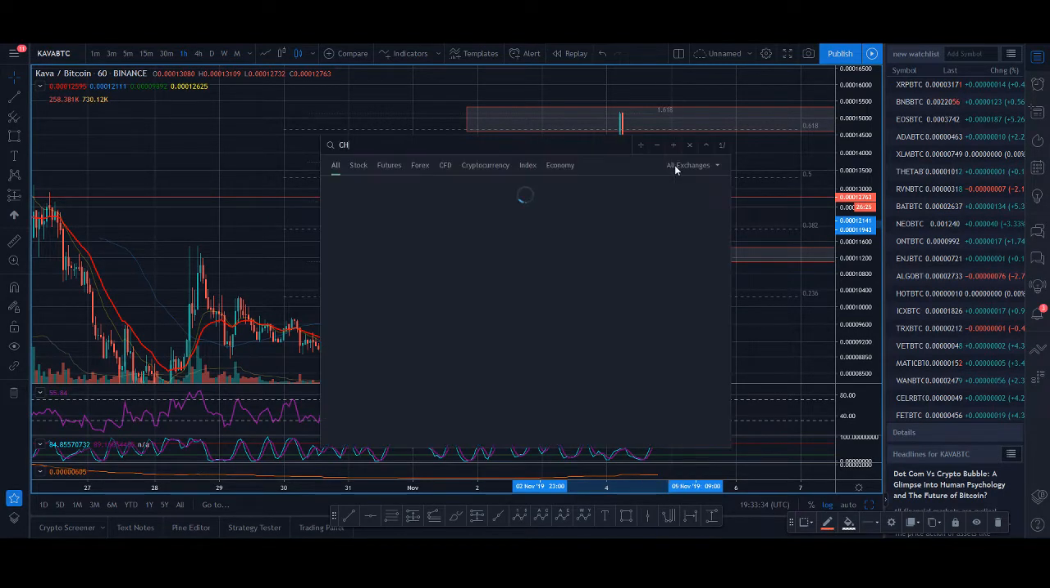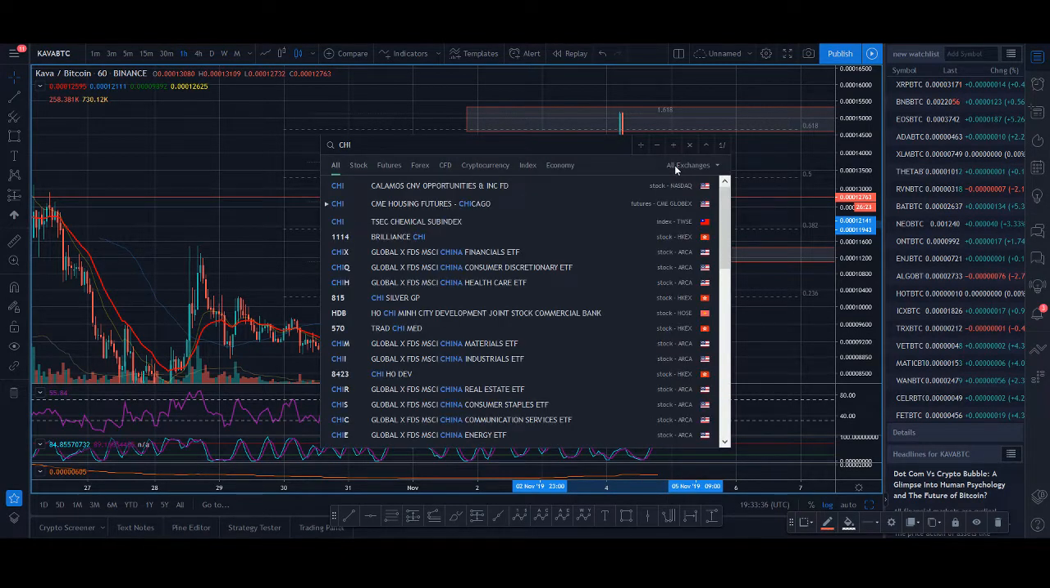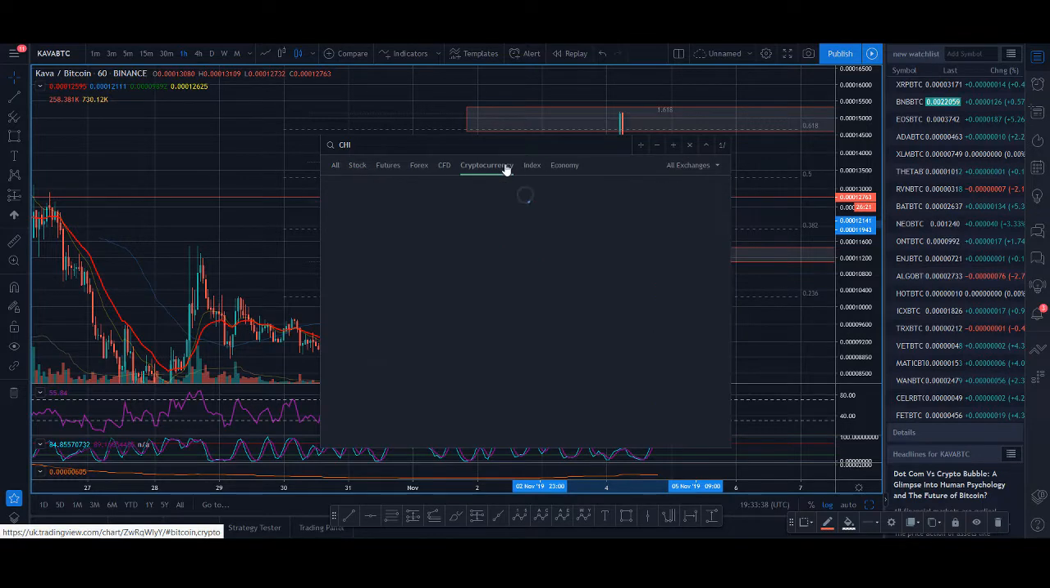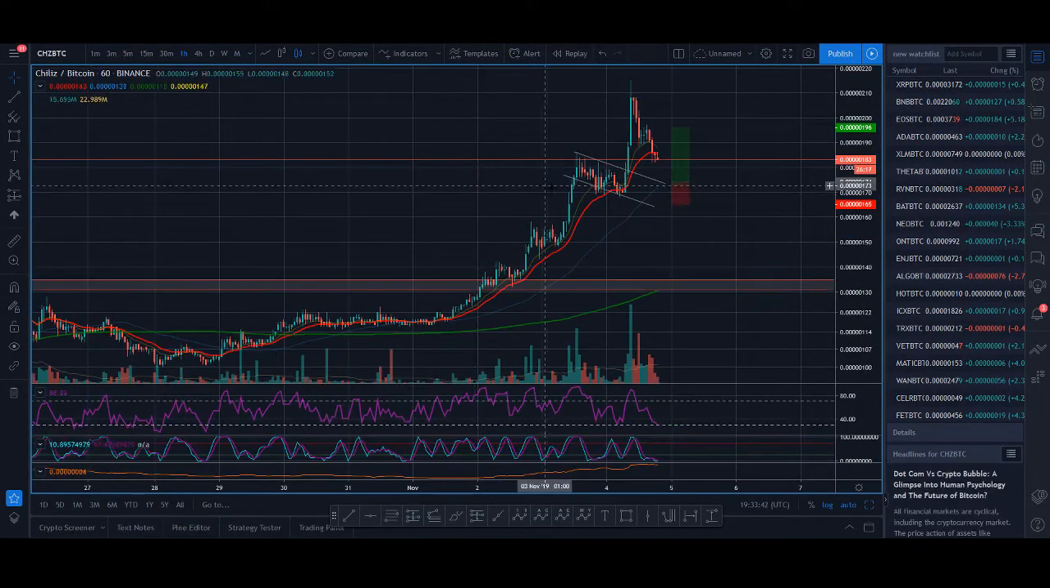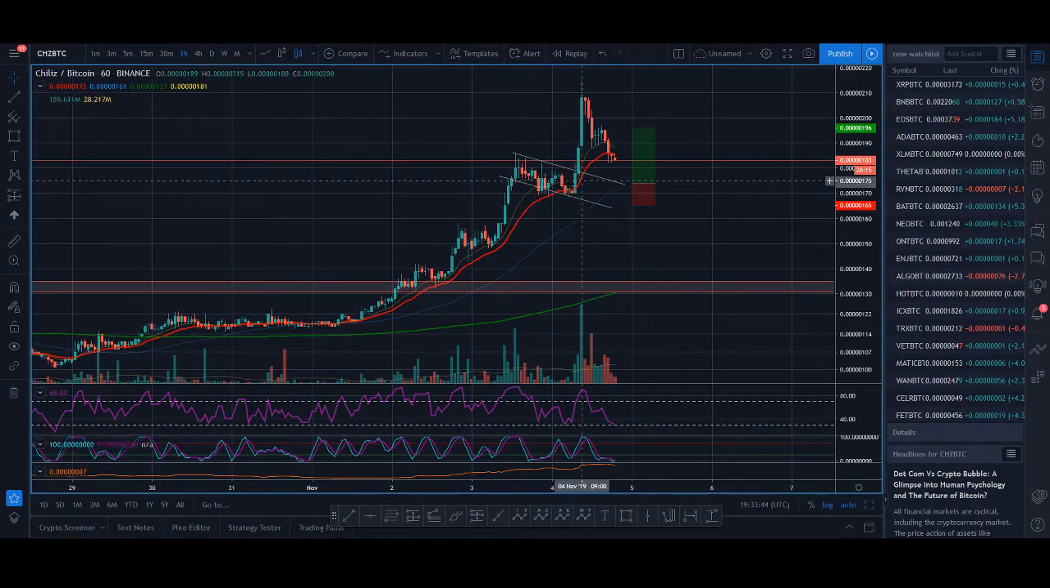If you look at Chili, this is a coin that I talked about in my yesterday's live stream. It's really important to actually take profit. This is where I actually bought, at the breakout of this. This is what I shared before.